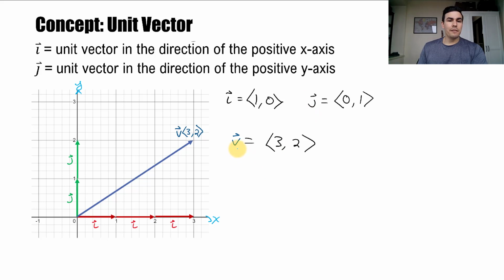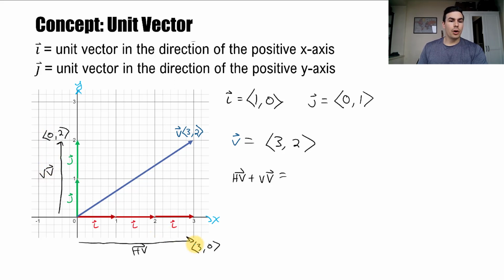Now I'm going to take a look at v in terms of the combination of 2 vectors. So our horizontal and vertical components for vector v, we can write like this. What our vertical component looks like is just, like I said, 2 j unit vectors. So the component form would be 0, 2 for the vertical component of v. And the horizontal component is going to go over 3 and up 0. So 3, 0 is our component here for the horizontal component of v.